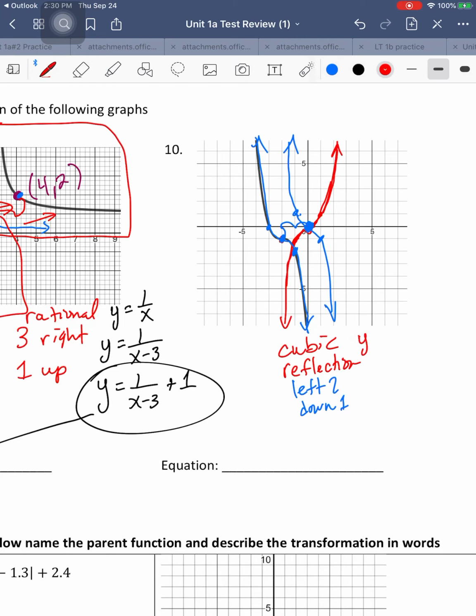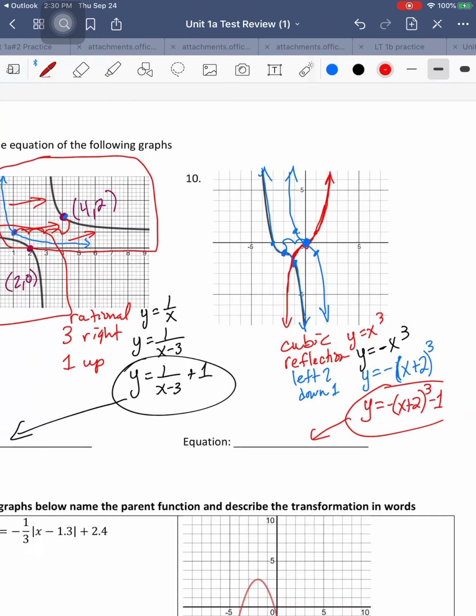So now we need to incorporate the cubic function, which is y equals x cubed, the reflection. So I'm going to put the reflection in there. Reflection is put the negative right after the equal sign. Then left 2: y equals negative. Left 2 is with the x, so I'm going to put it in parentheses, x. Left is positive. Cube it, close the parentheses, cube. And then down 1, so we have y equals negative (x plus 2) cubed minus 1. And that's the down 1. There's your answer.